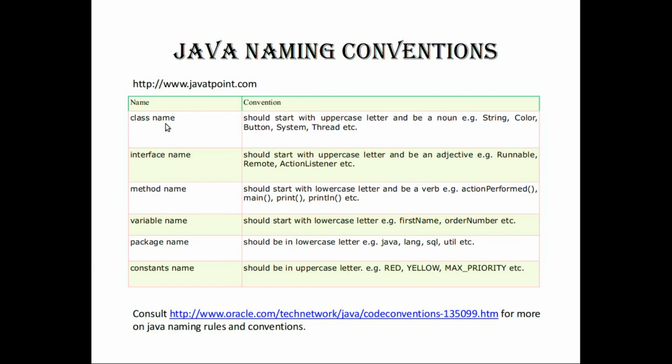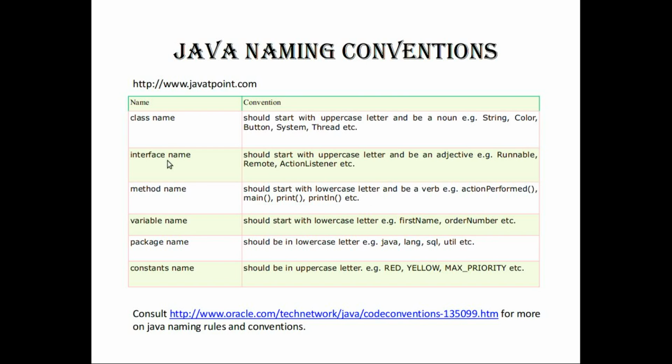Class name. A class name should start with uppercase and be a noun. For example, String. We have been using String before. That's a class. You have Color, Button, System. You've seen System, Thread. Those are all Java classes, and we're going to be using them a lot. There's one thing I forgot adding there. It would be a good idea if you have a class name... okay, we'll talk about that down here. It's good, I can see it there.